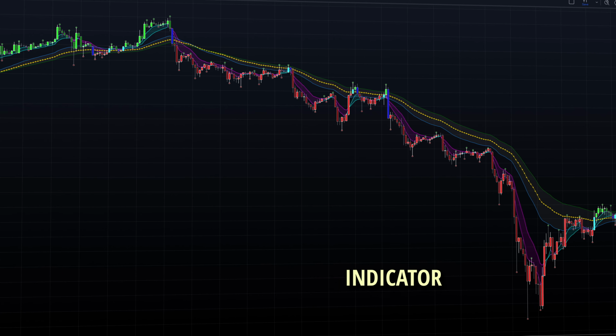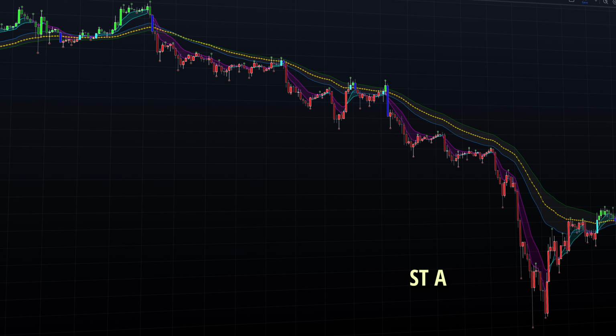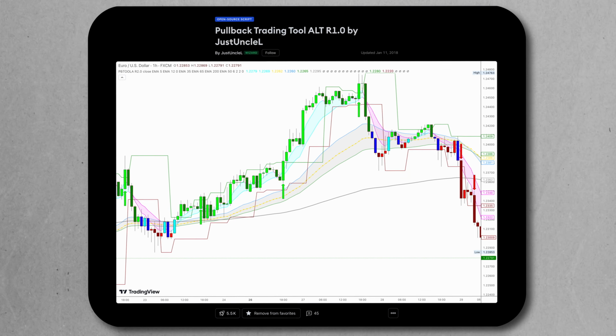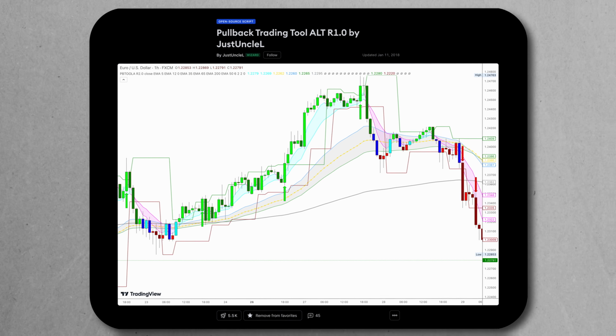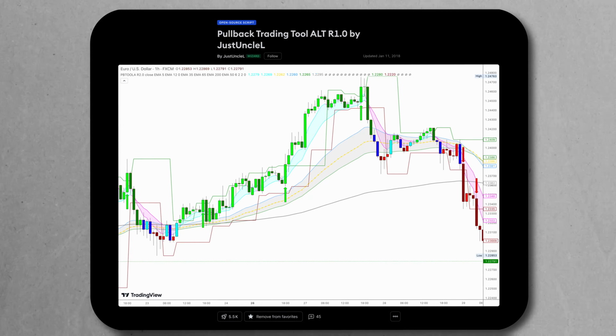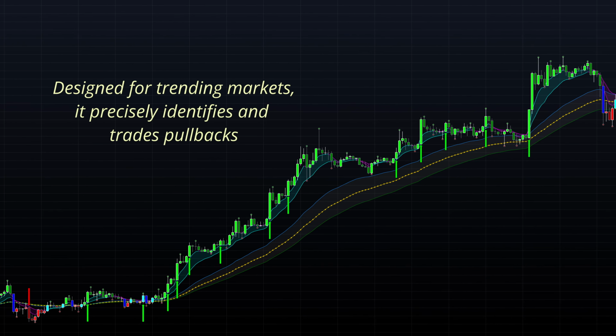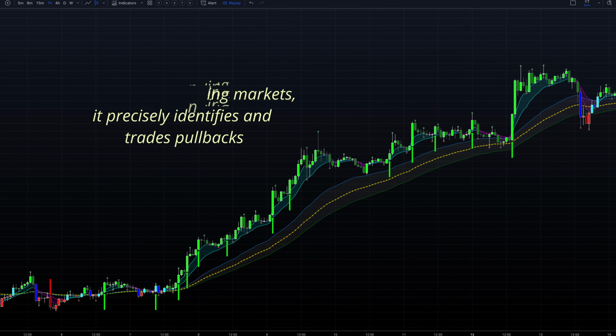Finally, the last indicator on today's list is more than just a ribbon. It's a full-featured trading system called Pullback Trading Tool ALT R1.0 by Just Uncle L. Designed for trending markets, it identifies and trades pullbacks with precision.